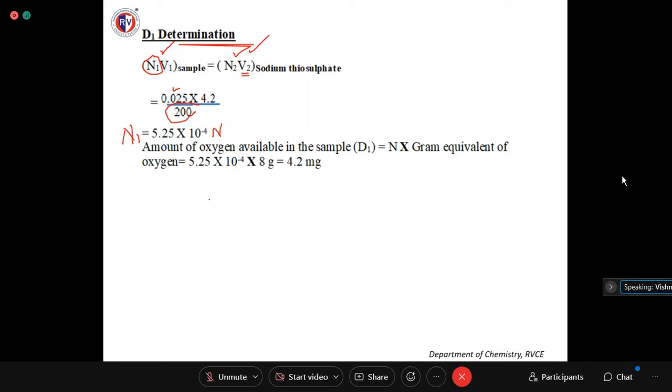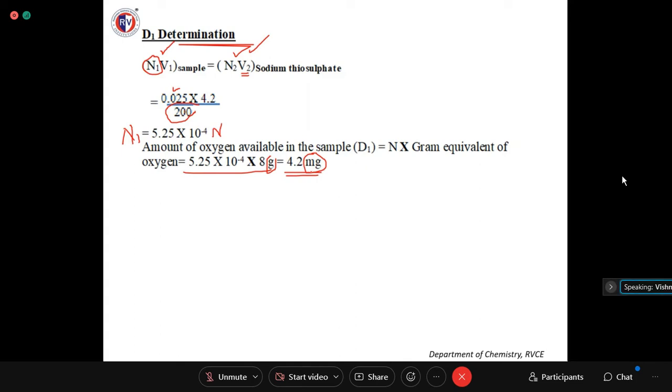And you know that the next step is the amount of oxygen available, normality multiplied by gram equivalent weight of oxygen. That's all. Same normality into gram equivalent weight will give you the amount. But here gram is there, here milligram is there. Why? Check this: 5.25 into 10 to the power of minus 4 into 8, that will come in gram. Again, I multiplied by 1000 because I want to get that in milligram. That's all. You will get 4.2 milligram. This is for water day 1.